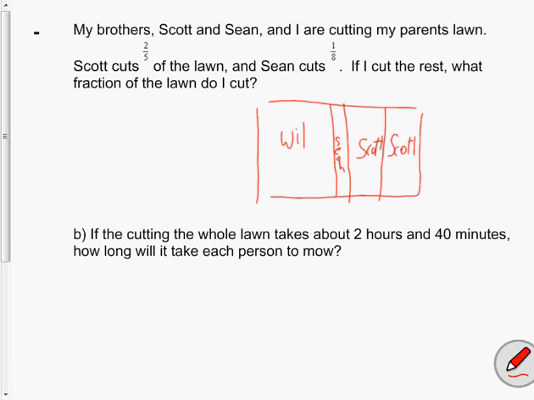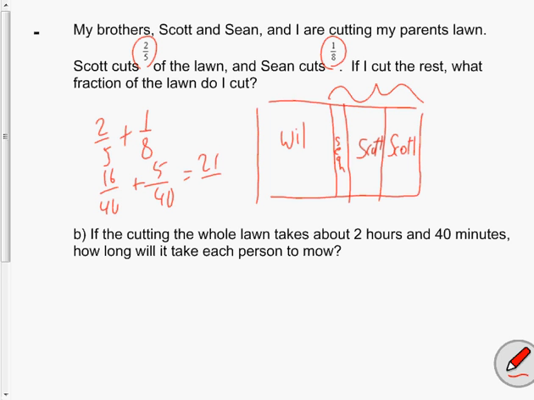Okay. So first thing I want to do is add these two numbers together to figure out what fraction of the lawn my brothers did. So I take 2/5 and add it to 1/8. I need a common denominator when I add. This will be 16/40, and this will be 5/40. My brothers did 21/40 of the lawn, or just a little bit more than half, which means I'm doing 19/40 of the lawn, because 19/40 plus 21/40 is the entire lawn.